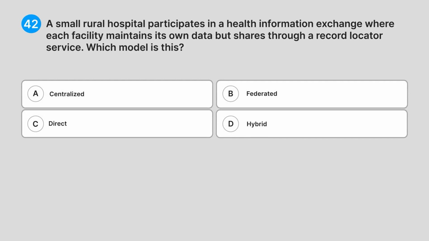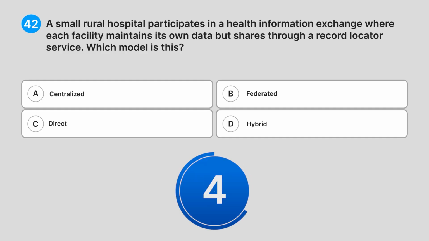42. A small rural hospital participates in a health information exchange where each facility maintains its own data but shares through a record locator service. Which model is this? A. Centralized. B. Federated. C. Direct. D. Hybrid. Do you know the answer?